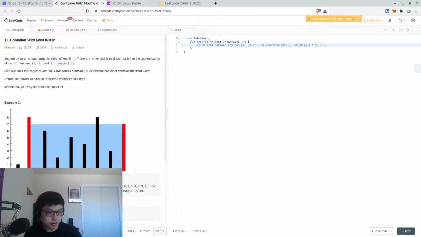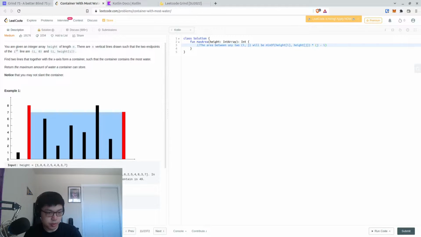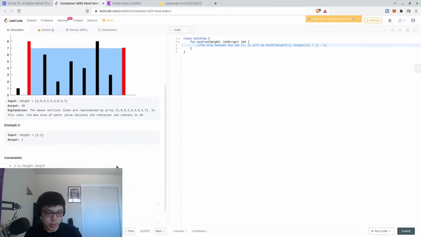So, for example, here we have 7 and 8, I think, is the solution. So the minimum is 7 times, counting 0, 1, 2, 3, 4, 5, 6, 7, 8, so 8 minus 1 is 7, so 7 times 7 is 49.